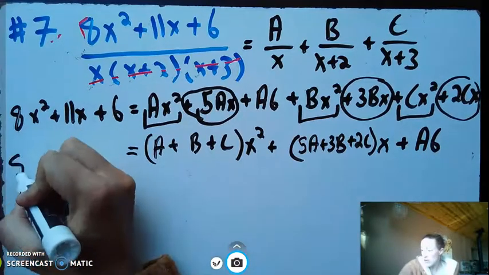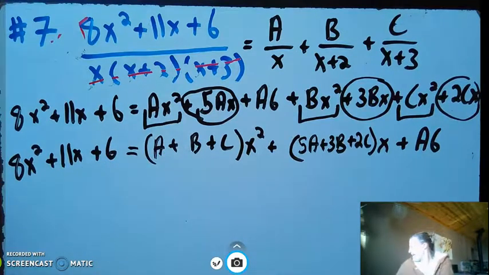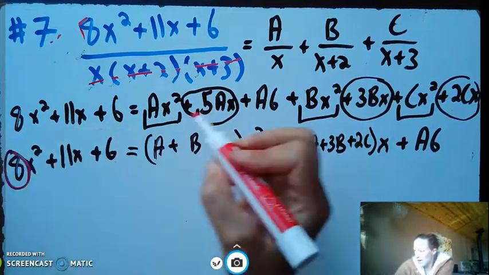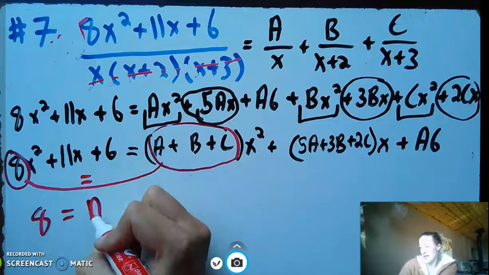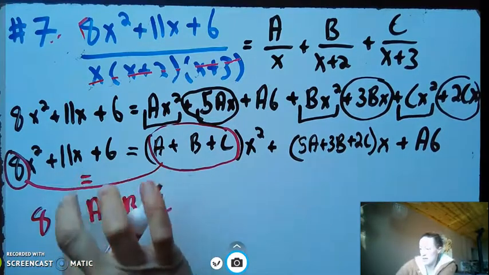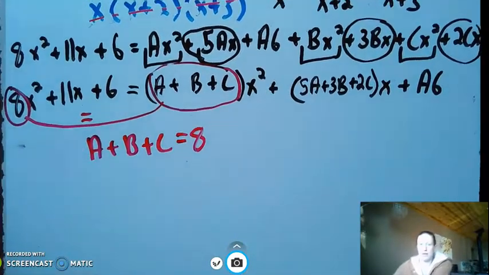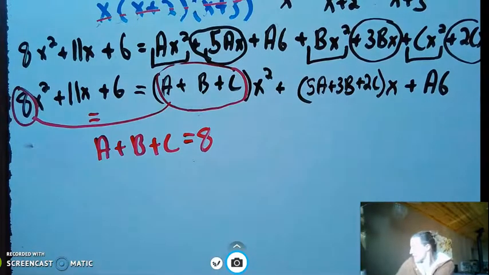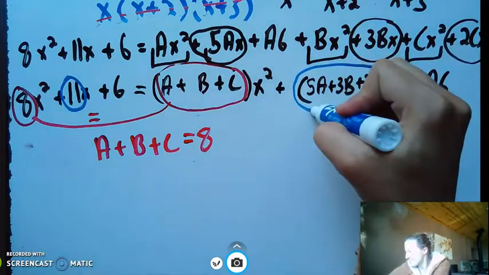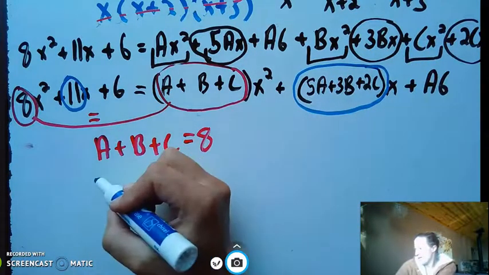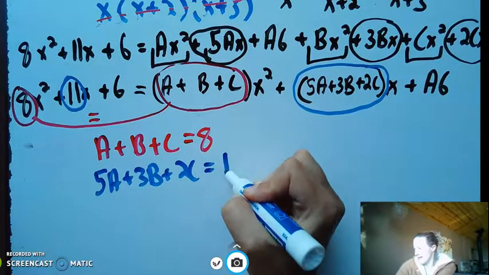Okay, now we can equate the like parts. So I think I'm going to change some colors here. So instead of 8x squared, we have a plus b plus c x squared. So that means 8 is a plus b plus c. Or maybe we could even say a plus b plus c equals 8. The other way around. Either way, both are good. The 11x is going to be the 5a plus 3b plus 2c x. So 5a plus 3b plus 2c equals 11.